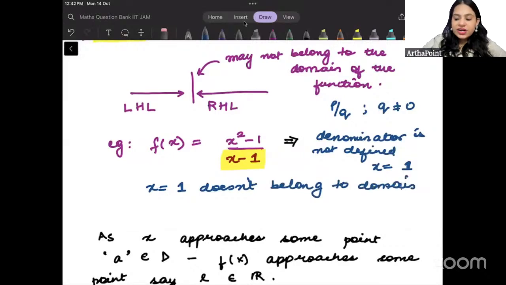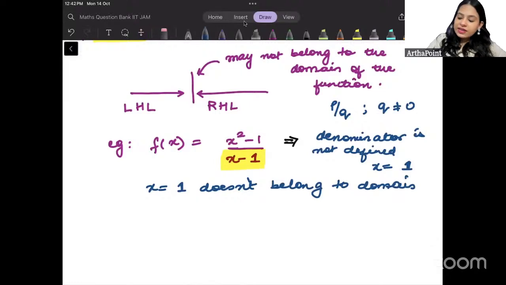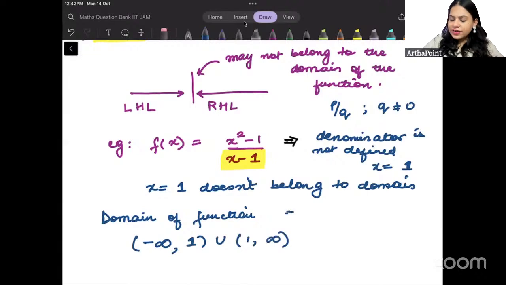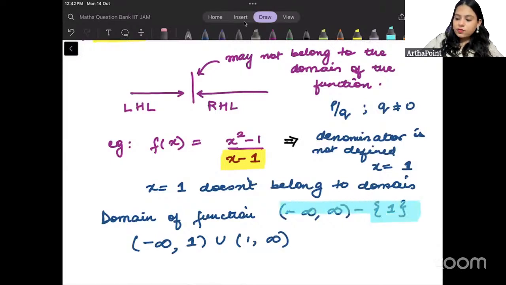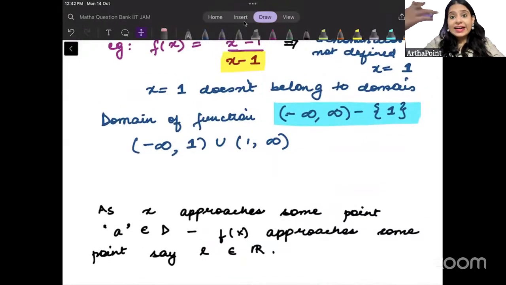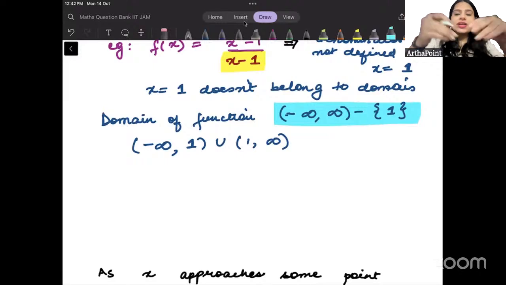We have already understood what domain and range is. And we know that the domain of the function in this case will be minus infinity to 1, union 1 to infinity. 1 is not included. An alternative way can be minus infinity to infinity minus 1. So we need to exclude 1 from the domain. The function is not defined at 1. But still we can ask how this function is acting when we are going closer and closer to 1.